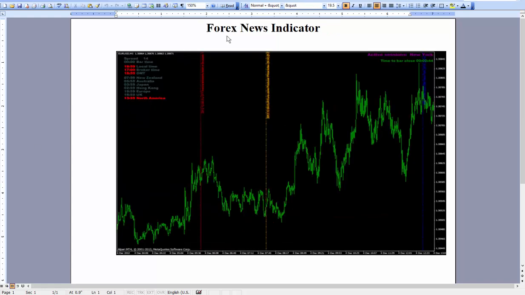Now this is a Forex news indicator. If you want it printed right on your MT4 platform, right in here it tells you when the news is coming out. Australia, Japan, Hong Kong, and the sessions.